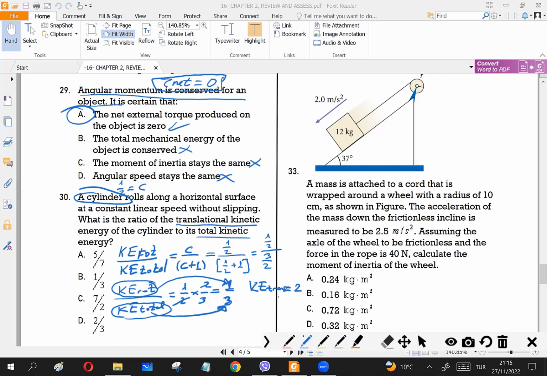Then you are going to divide it by the total. Total, how much did we calculate? 3. So the answer is going to be 2 over 3. This is the answer.